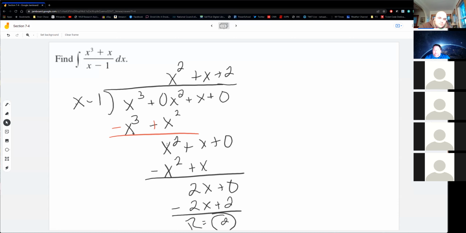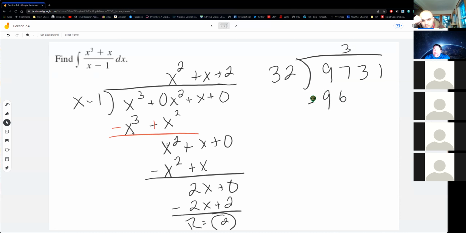So even if we do a simple one, actually, I'm only going to do one step on this because I'm literally making the number up off the top of my head. 9, 7, 3, 1. How many times does 32 go into 97? 3 times, which gives me 96. And then I would subtract that to get the 131.